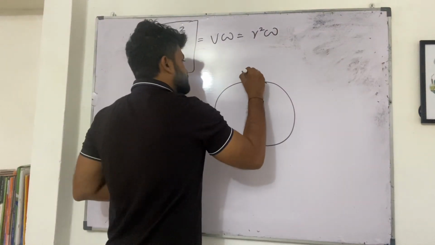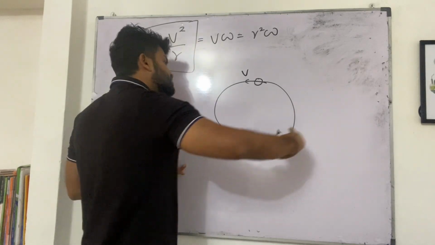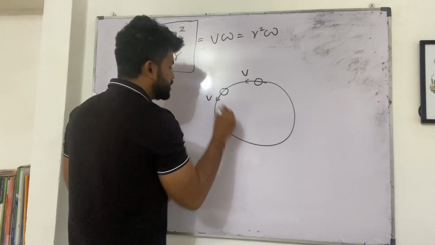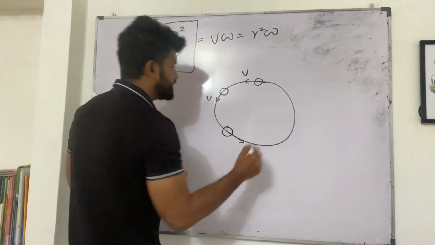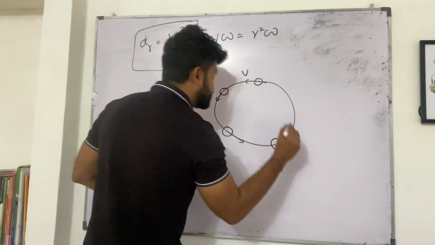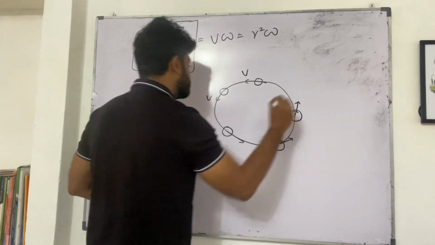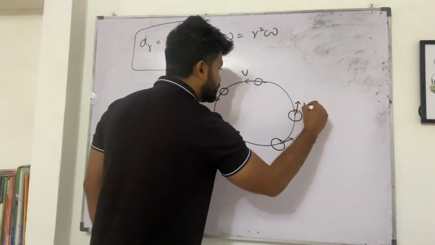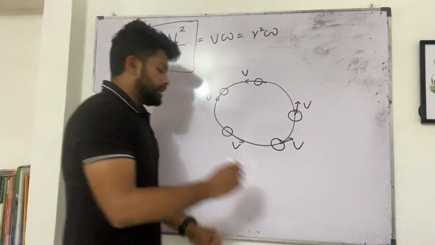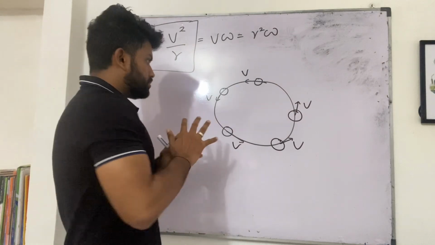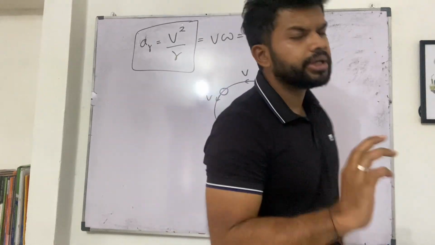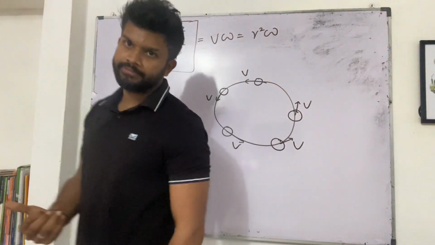What can we say about this? Imagine the angular velocity of this object is constant. So the magnitude of the velocity, or simply the speed of the object, remains constant throughout the entire motion. So this is v, and this is v. Now what can we say about the velocity? We already know the velocity is a vector quantity.